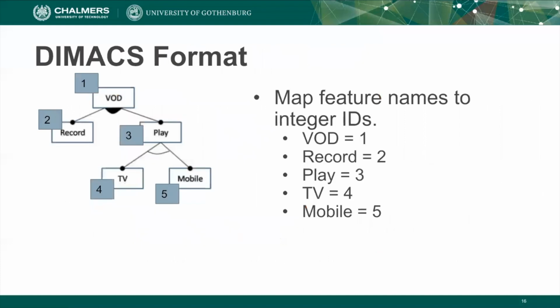Now, many solvers use a format called DIMACS, and this is not too complicated, but we first need to map feature names to integer identifiers. We can use any arbitrary integer we want, as long as we apply it consistently. So let's do that to our model, okay? So what we do first is we assign identifiers to each feature, and then we just step through 1, 2, 3, 4, 5. Not bad, right?